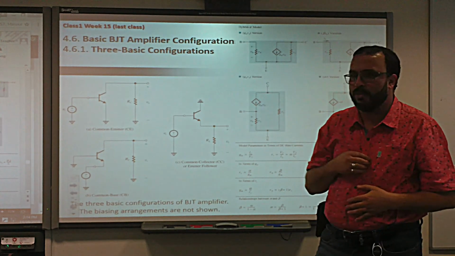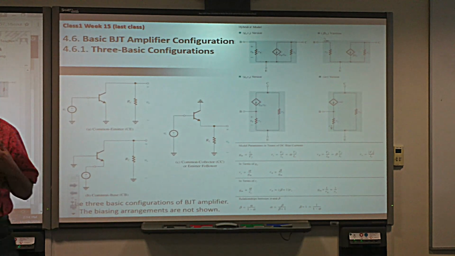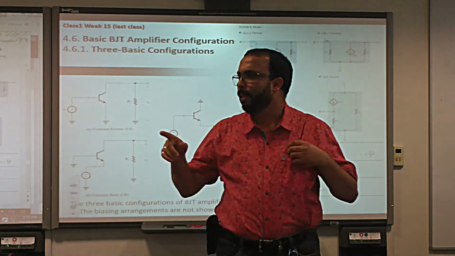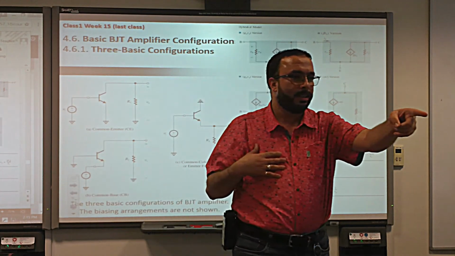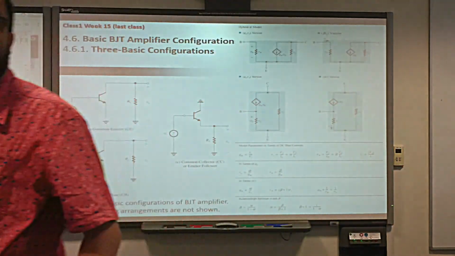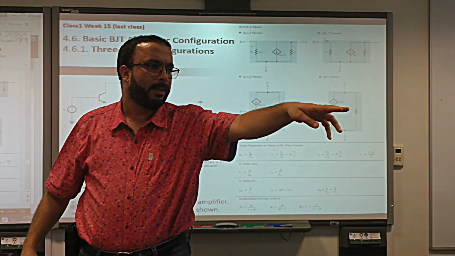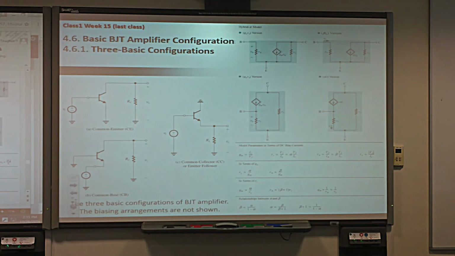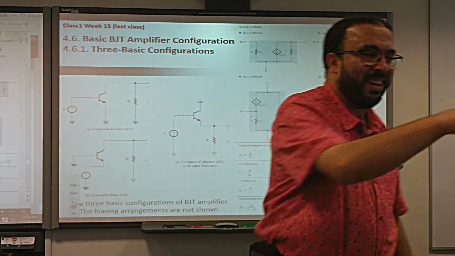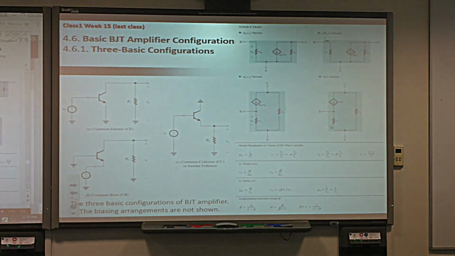We have 3 types of MOSFET amplifiers. What are they? Common drain amplifier. What's another name for common drain amplifier? Who knows? Raise your hand. Current followers. Source follower. Very good. You were very close. Yeah, source follower. What's the third one? Common gate. Very good.